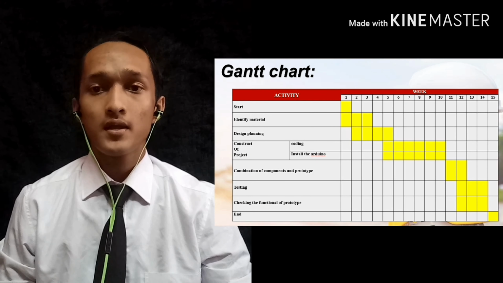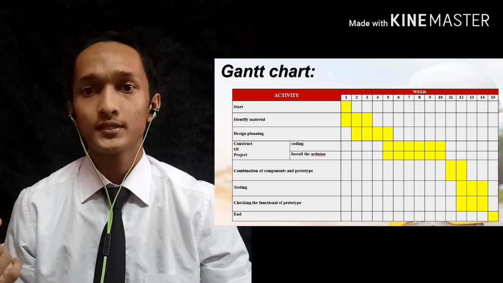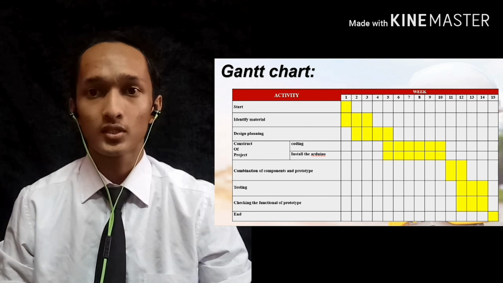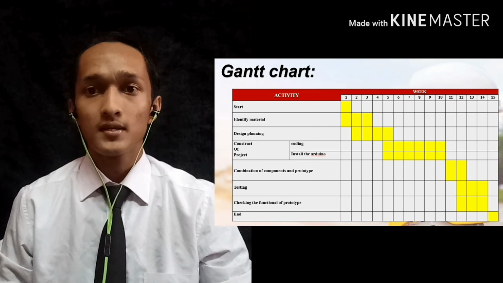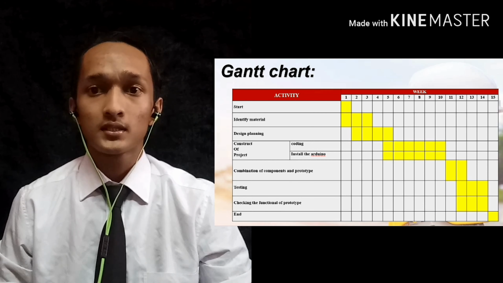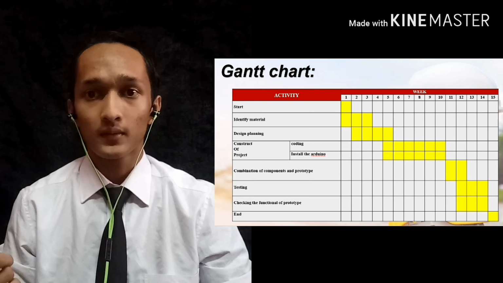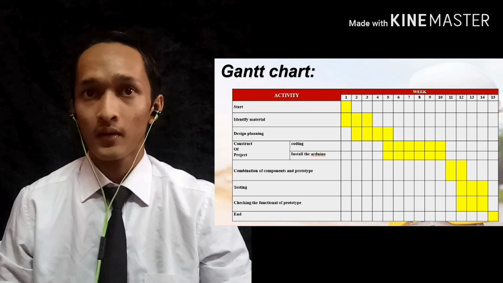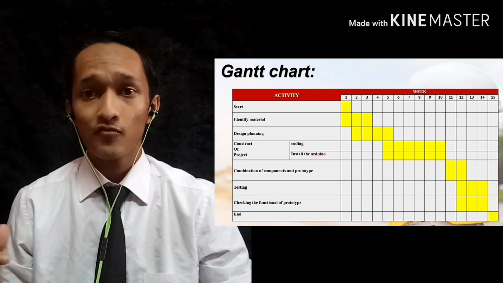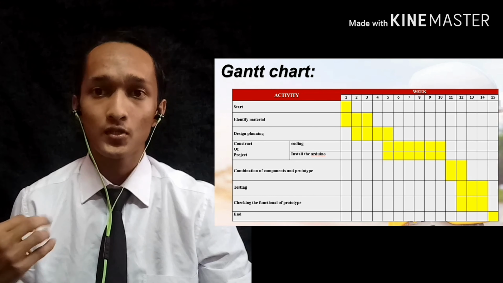Now, we explain about our Gantt chart. There are 15 weeks in our Gantt chart, and there are 8 activities. So, the first one is start. We will do the start at the first week. And the second is identify material. Identify material will take about 3 weeks.